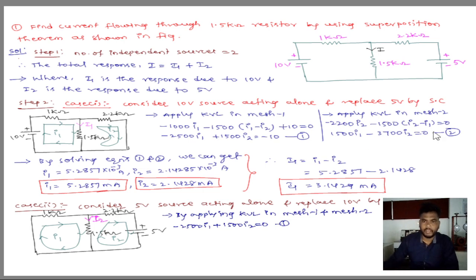And in the previous circuit there was no source in mesh 2, but in this circuit there is a 5 volts source in mesh 2, so in place of 0 it is 5. 1500 I1 minus 3700 I2 is equal to 5. This is equation number 2. By solving equations 1 and 2, we are getting I1 and I2.